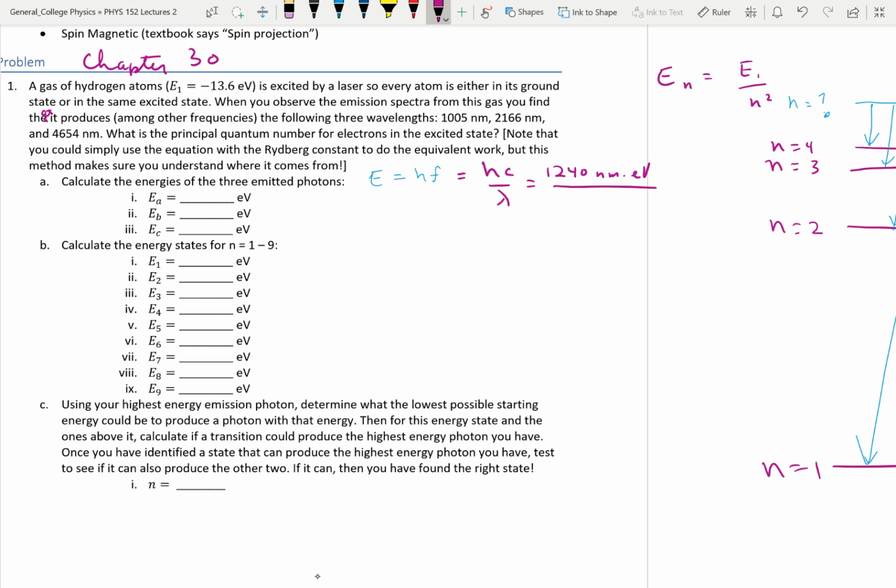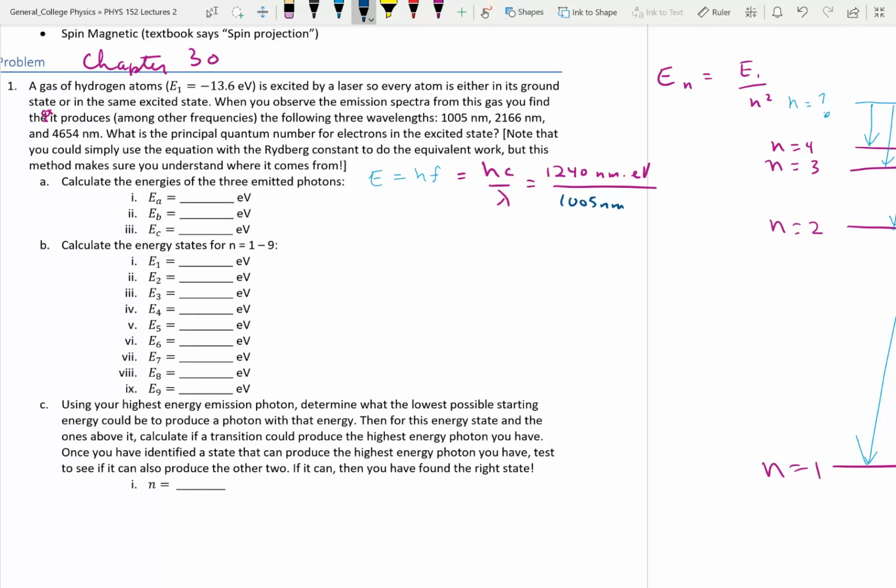Putting in the wavelengths for these three wavelengths, I'm going to put in the values of 1005 nanometers. Well, 1240 divided by 1005, you can quickly see, that's going to be slightly bigger than 1. And in fact, it turns out to be... I may not have actually calculated this, which is ridiculous. I calculated it somewhere, but it's not in my spreadsheet. So let me do it real quick.